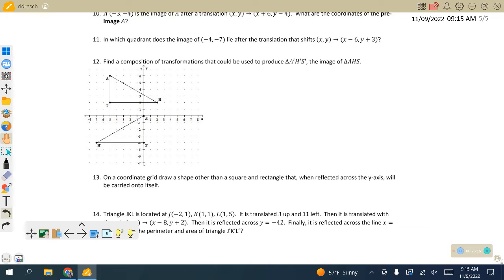So we want to take what? AHS to A prime, H prime, and S prime. Now, it says a composition. We said composition is just more than one thing happening. As we look at this here, one does not just do it for us. Something more has to happen there. More than one, two, three things might have to happen. So how can we take AHS right here? There's AHS, that's the pre-image. How can we make it look like that? How you start it off is fine. There's not a wrong way nor right way to start it off.